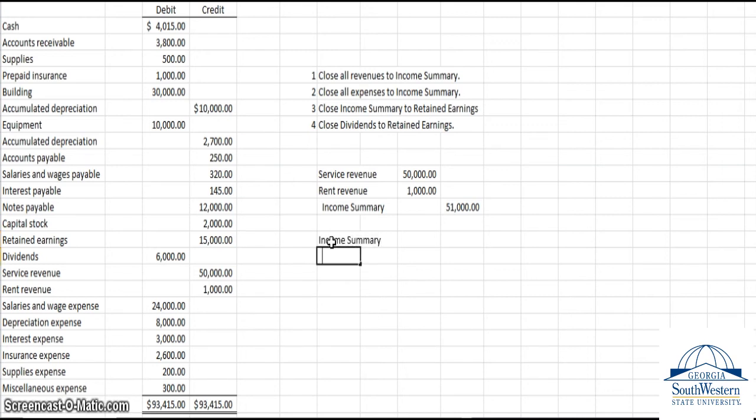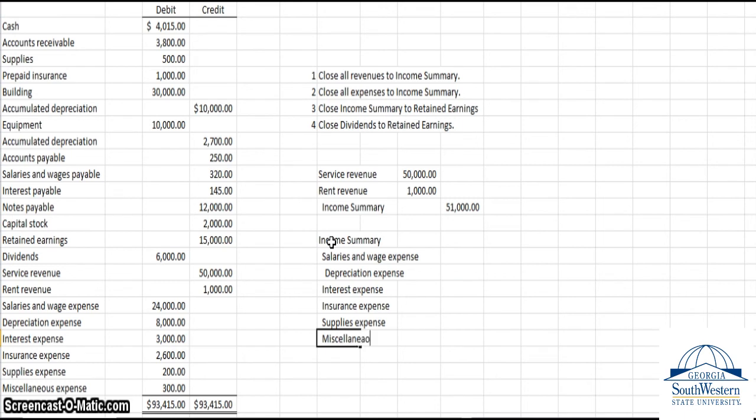So let's just list income summary first. And then let's go ahead and type in all of our expense accounts. It doesn't really matter the order that you list them in. This is not like a financial statement. Almost there. Oops. And I think depreciation got offline there. I put too many spaces in. Okay, so there's all our expense accounts.